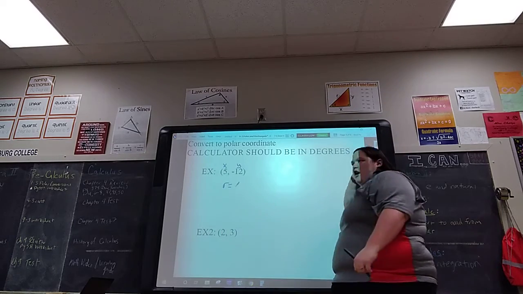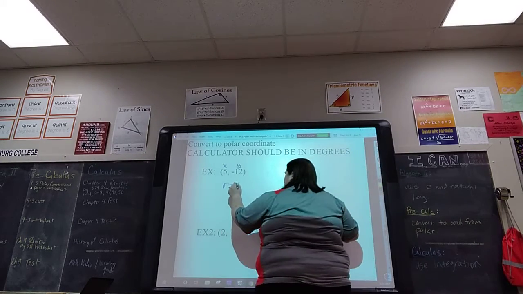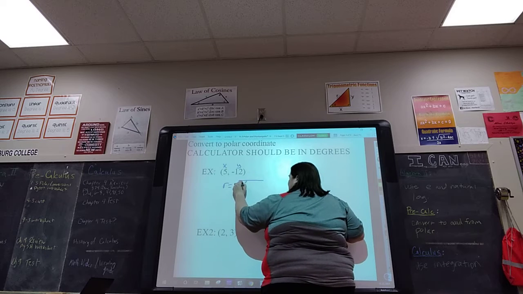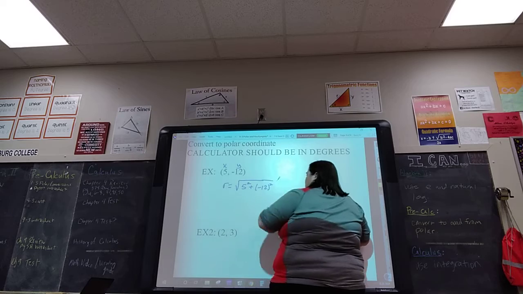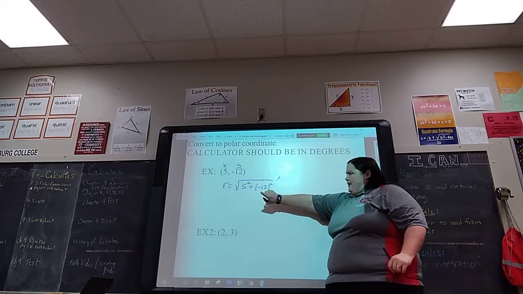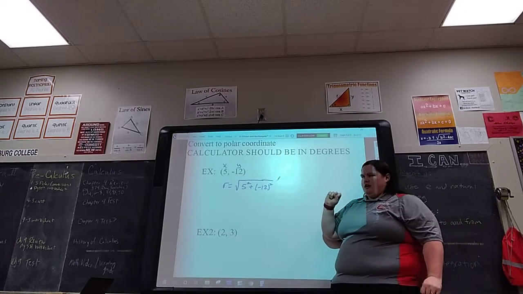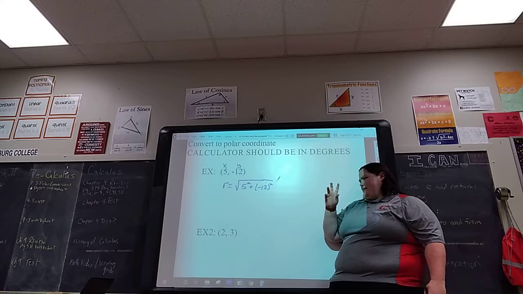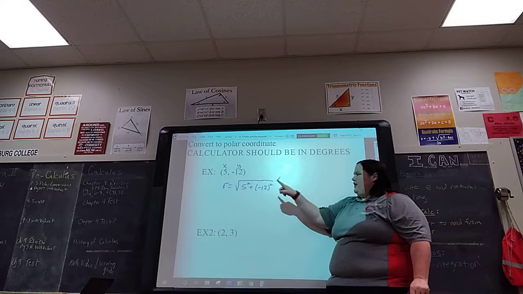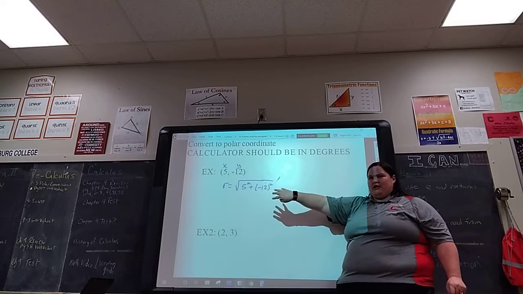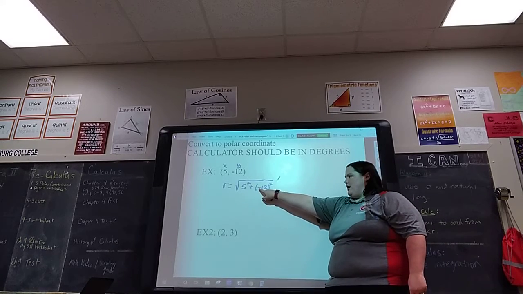So I'm going to convert it into r first. So r is the square root of x squared plus y squared. So it's going to be the square root of 5 squared plus negative 12 squared. I put negative 12 in parentheses, just as a reminder. A lot of times the calculator, if you type negative 12 squared in just as is, it actually doesn't square the negative. So if you want to type those in, you make sure you put it in parentheses. Otherwise it won't square the negative.